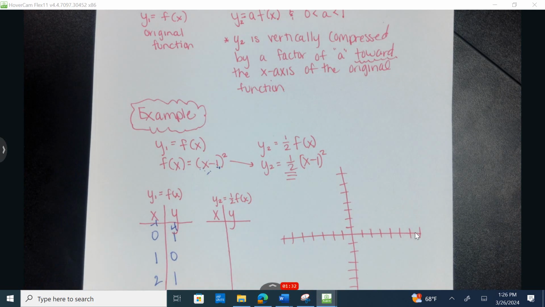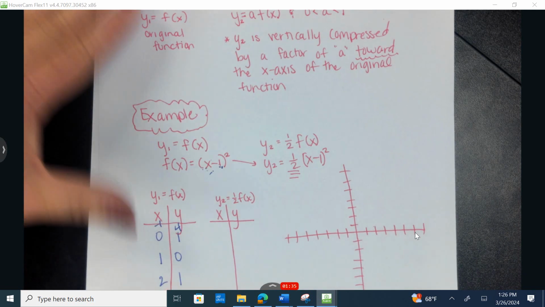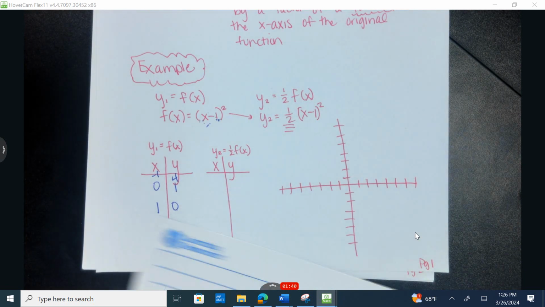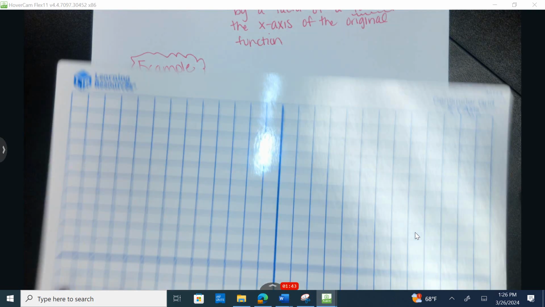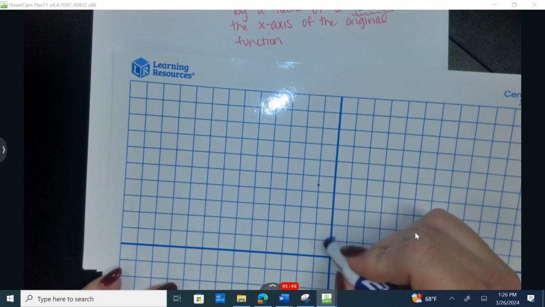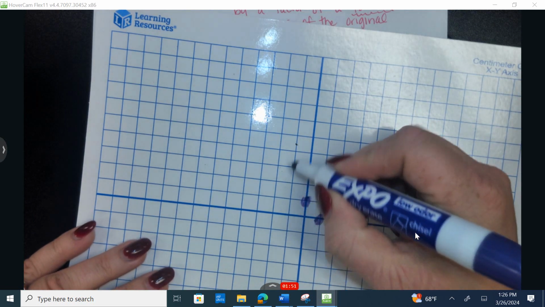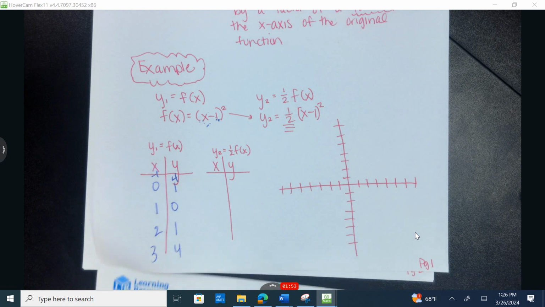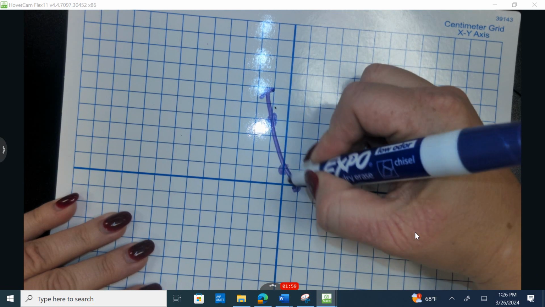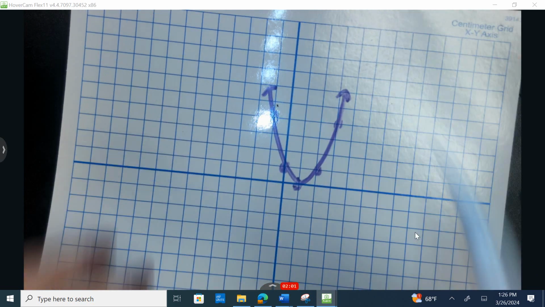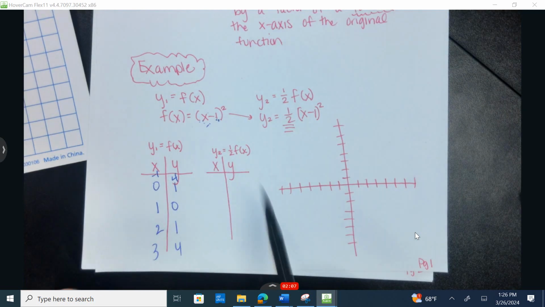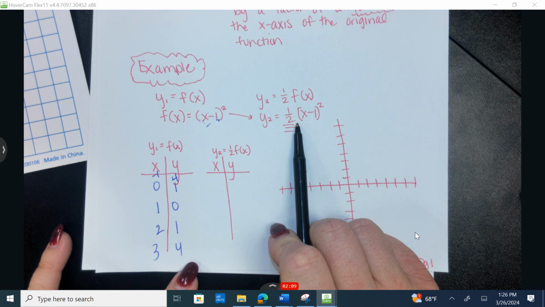So let's go ahead and graph this parabolic shape. I'm going to go 1, 0, and then 0, 1, negative 1, 4, and the opposite way, 2, 1, and 3, 4. We can see this is the original function.